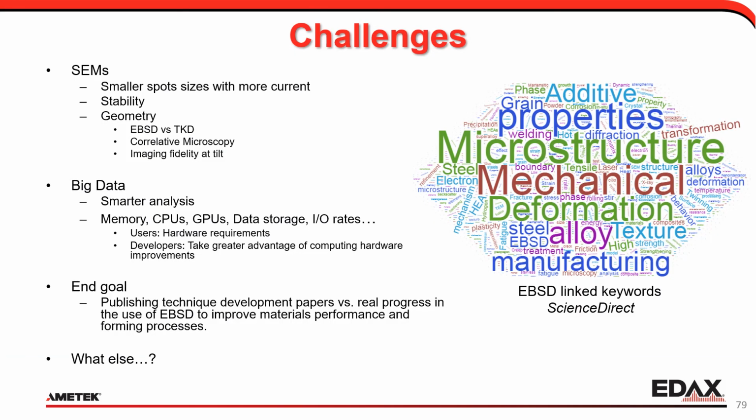Other challenges that I see that we need to overcome is with our SEMs. As the microscopes, the smaller spot size we can get with the most current we can get obviously will always help EBSD. Stability of the systems, geometry, whether it be for EBSD and TKD in the same microscope or incorporating other correlative microscopy. Part of that would be just improvements in the imaging fidelity at tilts.